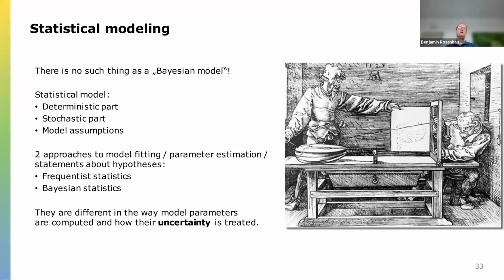These two methods are a bit different in the way they estimate parameters, but especially in the way that they treat uncertainty. And uncertainty is important because you need to somehow communicate how certain you are of your findings. In the frequentist world, this would be done with p-values, and in the Bayesian world, you can, for instance, do this with probabilities.